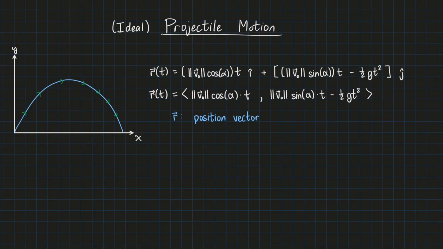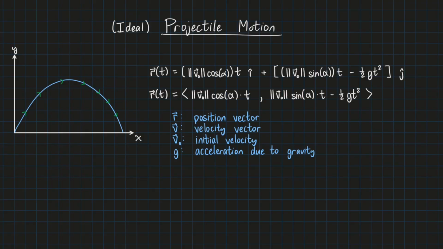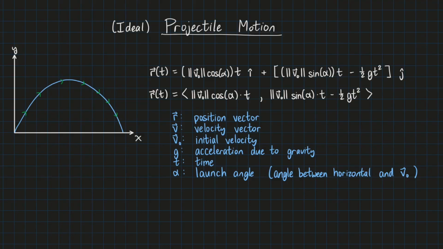r is the position vector as you know, v is the velocity vector, and v0 is the initial velocity, or v of 0. g is the acceleration due to gravity. On Earth, this is approximately 9.81 meters per second squared, or 32.2 feet per second squared. t is the time, which is the independent variable, and alpha is the launch angle. This is the trajectory for projectile motion on an xy plane.